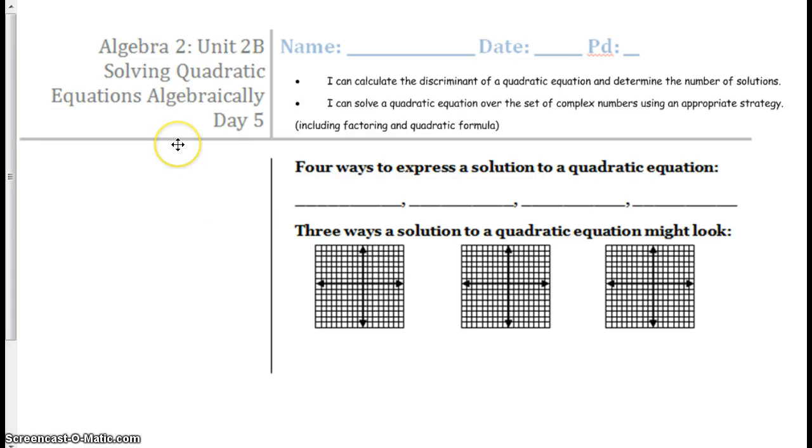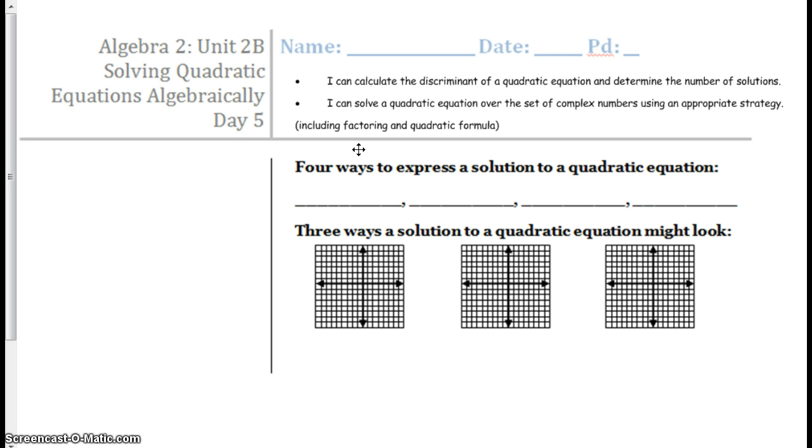Hello, Algebra 2. Today's topic is day 5, and we're going to be solving quadratic equations algebraically. There are 2 learning targets today. One of them is I can calculate the discriminant of a quadratic equation and determine the number of solutions. The second one is I can solve a quadratic equation over the set of complex numbers using an appropriate strategy, including factoring and quadratic formula.